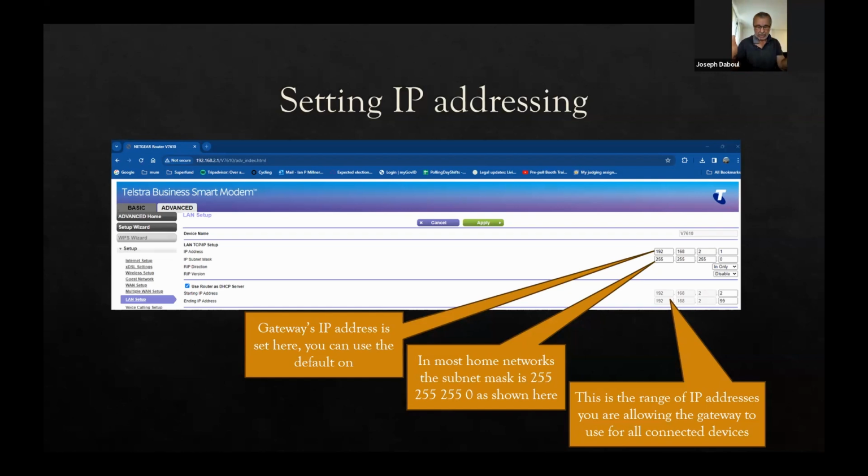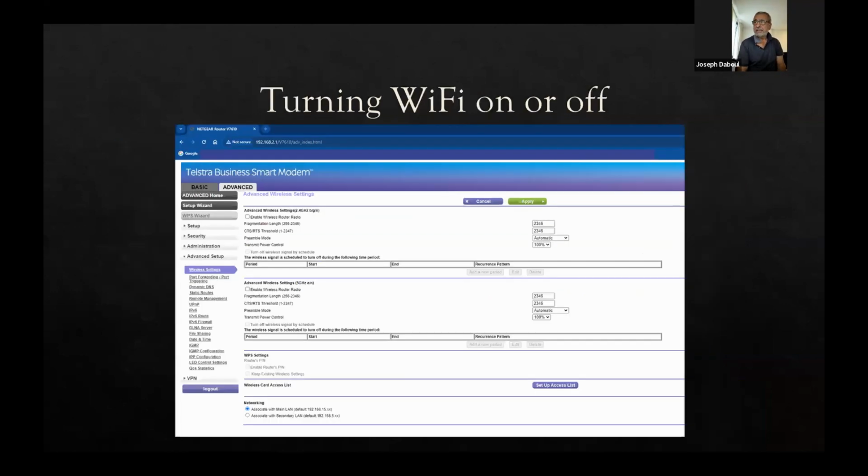Do not change this. This is not something that you need to change. This has nothing to do with the wireless, with the Wi-Fi at all. This is basically the gateway's own IP address, and that's generally a static IP address. It should not be changed. Leave it as it is.